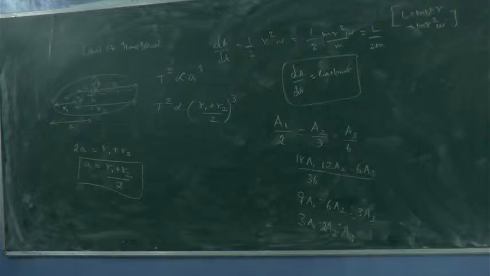Write the equation. T square is proportional to A cube. A can be replaced by (R1 plus R2) by 2. Again tell me what is R1? Perigee position. R2? Apogee position.